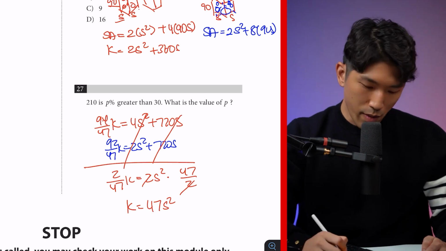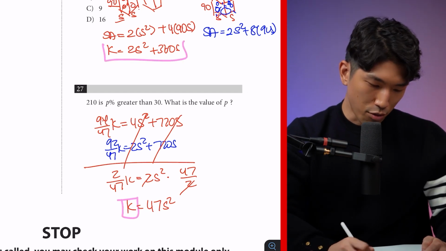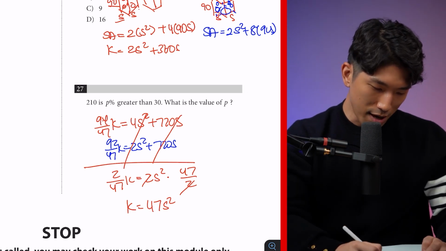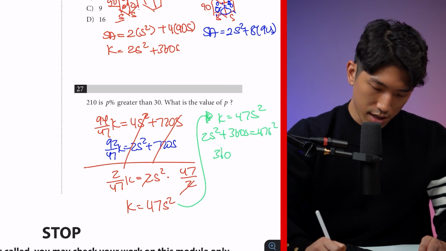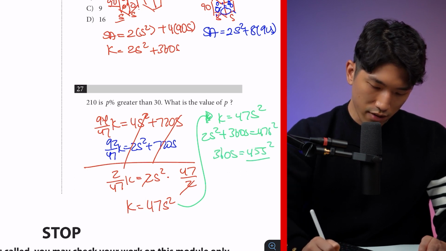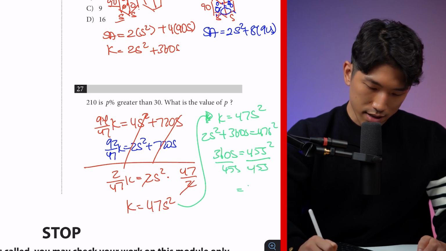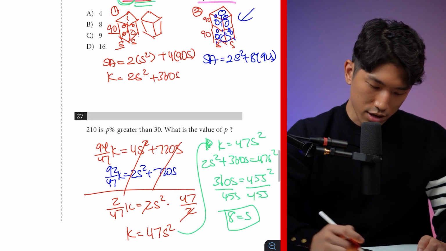And from the work above, remember that our K is equal to this portion right here. So I'm just going to simply sub it out. K is equal to 47S squared, or 2S squared plus 360S is equal to 47S squared. And we get 360S is equal to 45S squared, divided by both sides, and we're going to get our S is equal to just 8, which means our answer is going to be choice B.